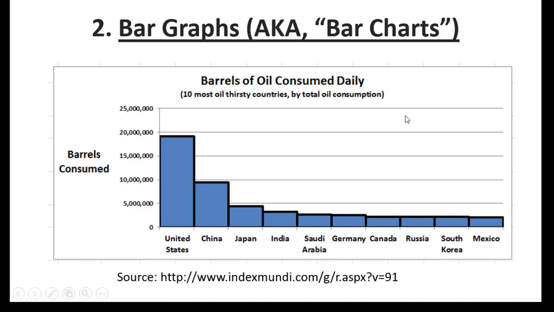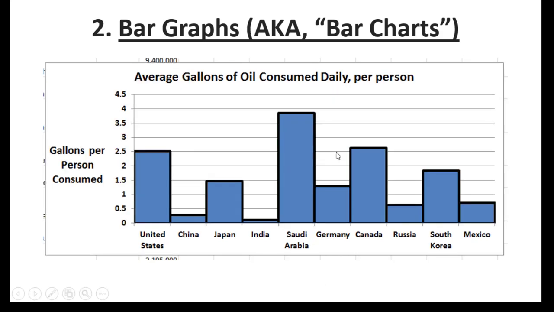Okay, if you said, wait a minute, China's got a lot more people than the US, you're on the right track. That's exactly correct. So what I did on this next graph was same exact data, except I did what's called a per capita calculation. First thing I did was I converted barrels to gallons. I think a barrel of oil is hard to process. So I converted barrels of oil to gallons of oil.